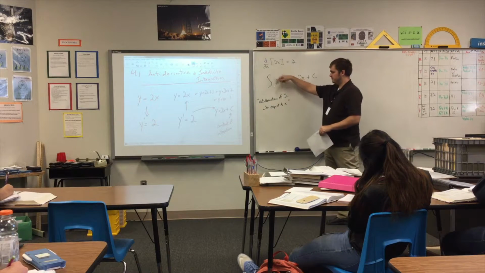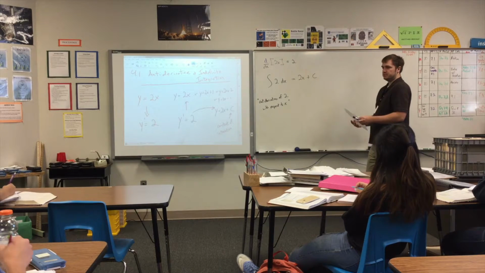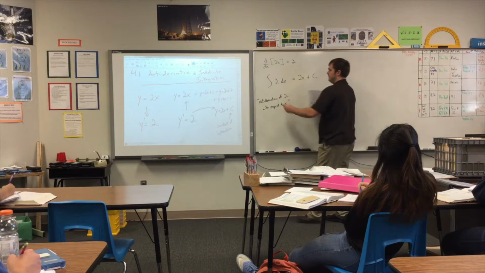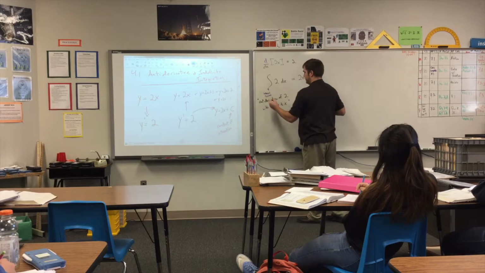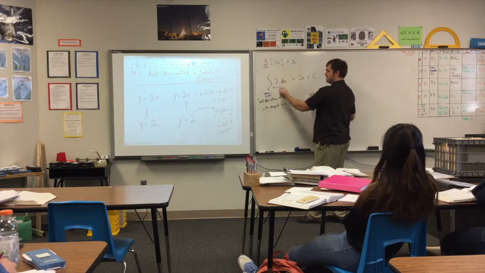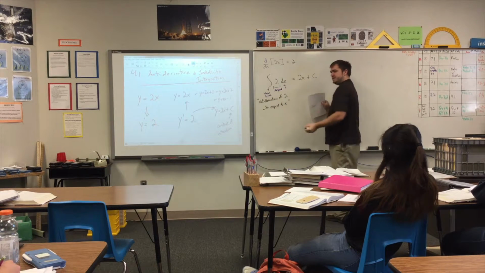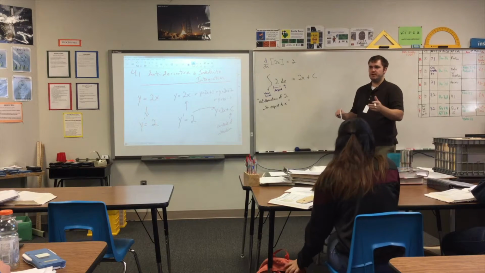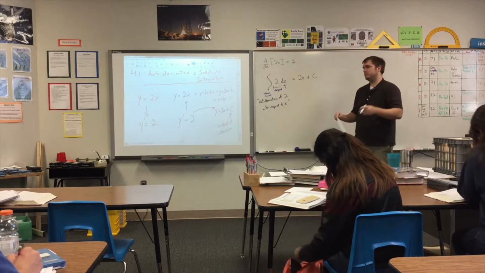This elongated S shape is the integral symbol. Whatever's in between that and the dx is called the integrand. And that dx right there tells us our variable of integration. Here in a second I'll show you what would happen if it was a different variable.